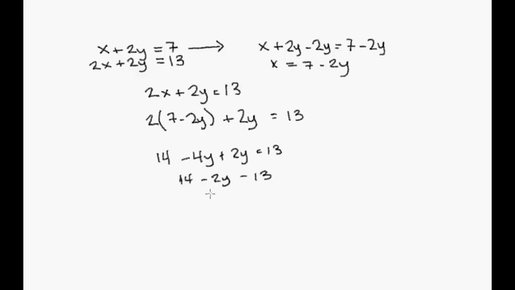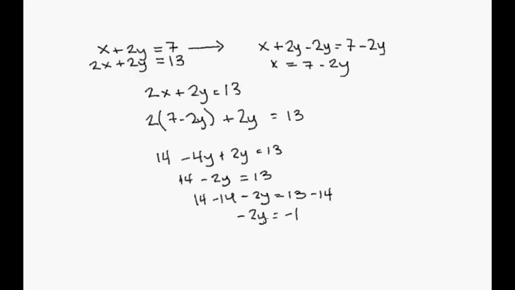Okay. Now we're going to subtract 14 from both sides, because remember it's added over here, okay? So we need to subtract it from both sides because we're trying to isolate the y. So we're left with 2y on the left and minus 1 on the right, because minus 14 plus 13 is minus 1.